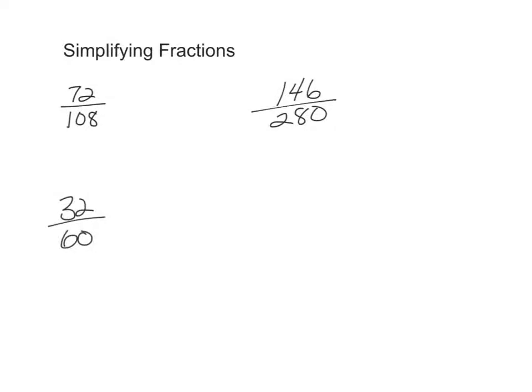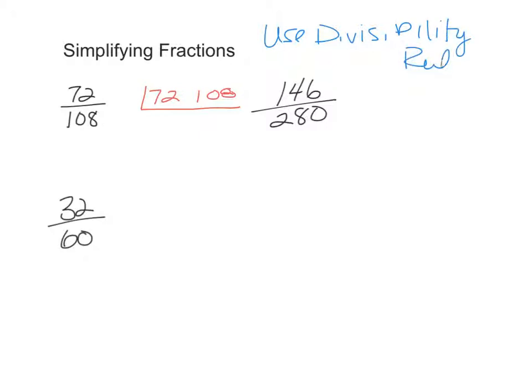You can also simplify fractions using the upside down birthday cake method. To do that, you do it just like your normal birthday cake method where you put the numbers side by side, so 72 and 108, and you're putting them again in your L using your divisibility rules. We're going to use our divisibility rules.